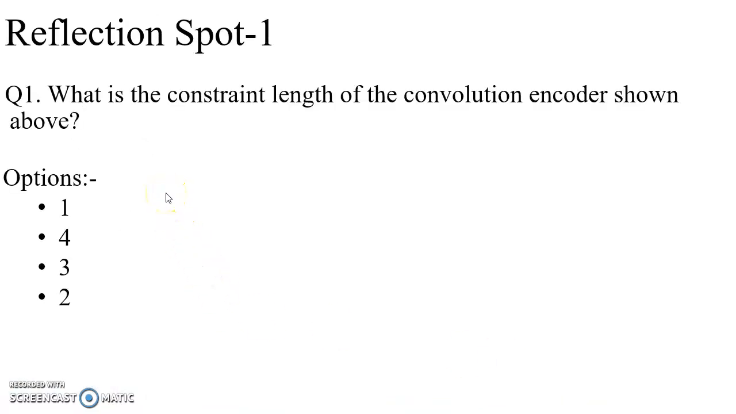This is the reflection spot. Here you will be asked one question and the options are given below. I'll take a pause and you have to answer the question, and we will discuss the answer after the pause. The question is, what is the constraint length of the convolutional encoder shown above? The options are 1, 4, 3, 2. The constraint length, as we had discussed, is the number of shifts. It is equal to 3. I hope you got it.